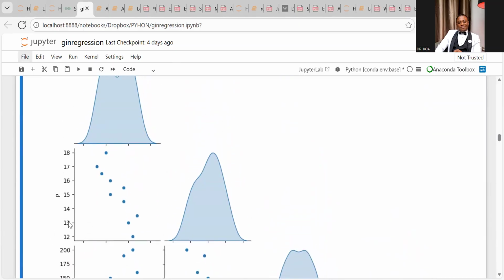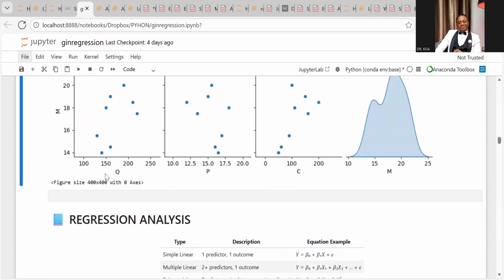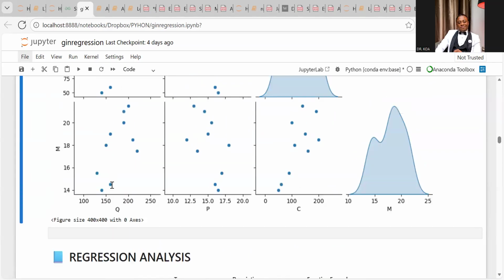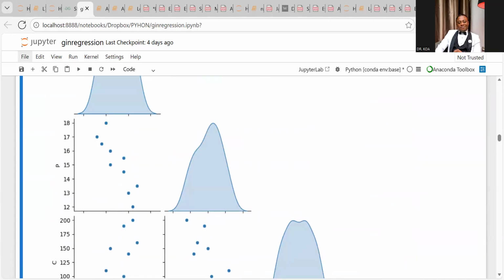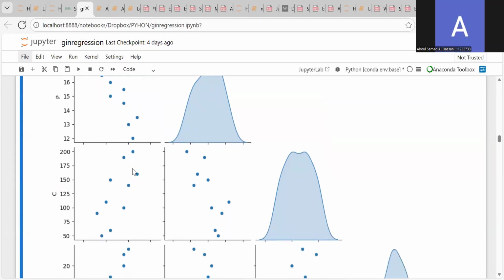The first one is price, which is here. And the scatter plot of price with quantity, if you check the graph carefully, what relationship is it exhibiting? Anybody? What relationship is this? Abdul Salim Hassan. Negative relationship. What about complement price with quantity? What is it exhibiting?